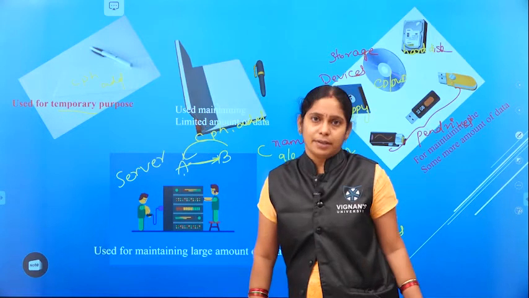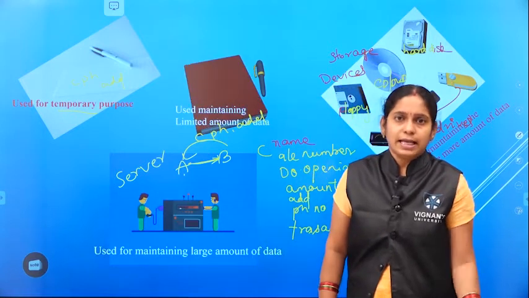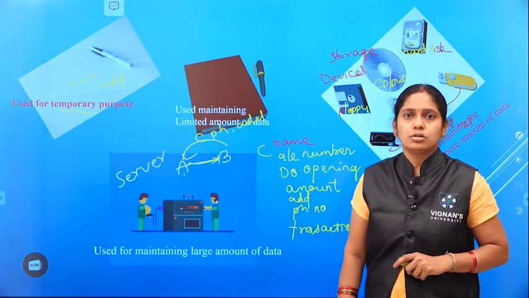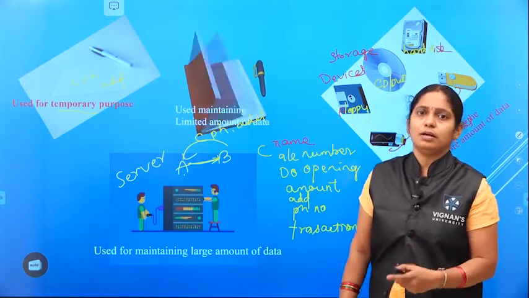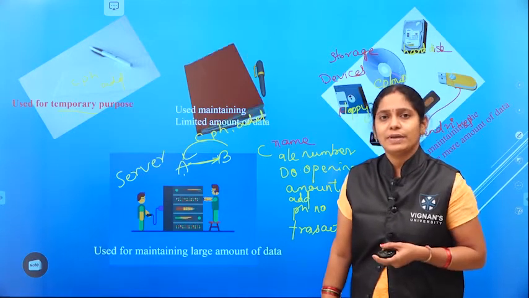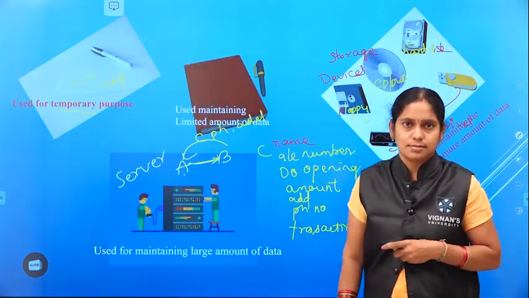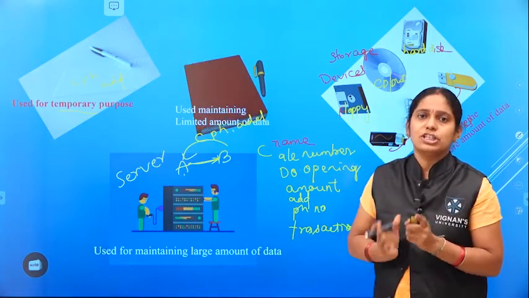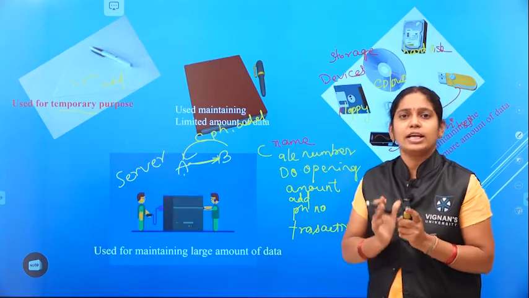Taking another example, that is maintaining the college information. First, suppose you take a simple example of our college itself. How many students do we have? Approximately 5,000 students. So the college, every year, should maintain the information of each and every student.